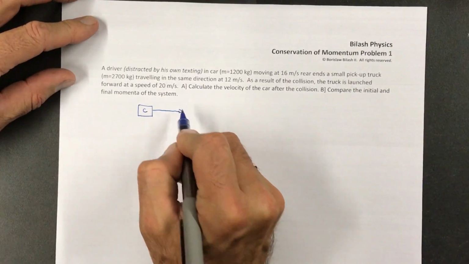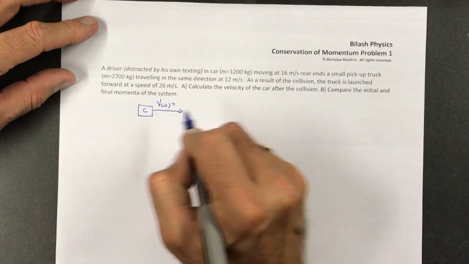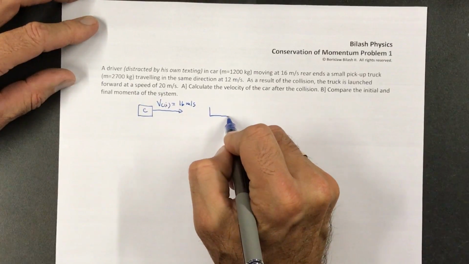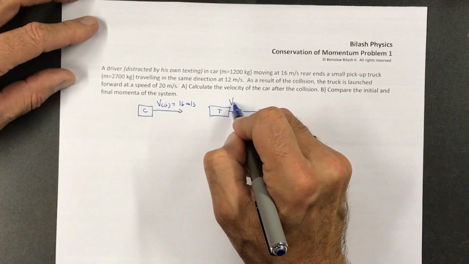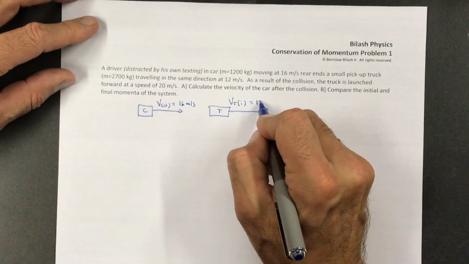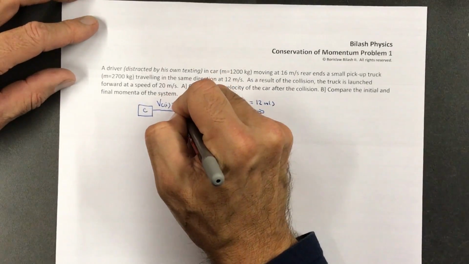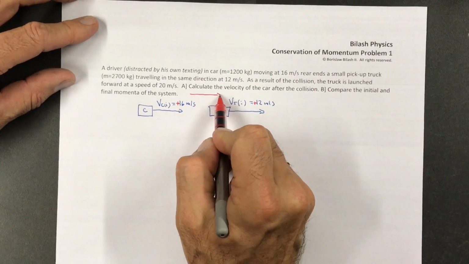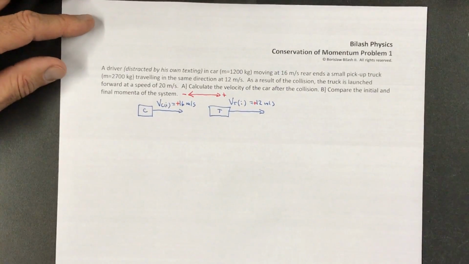The car has an initial speed of 16 meters per second, and it strikes the truck, which is initially moving at 12 meters per second in the same direction. So what we could do is note that this is the positive direction, and that makes this the negative direction.